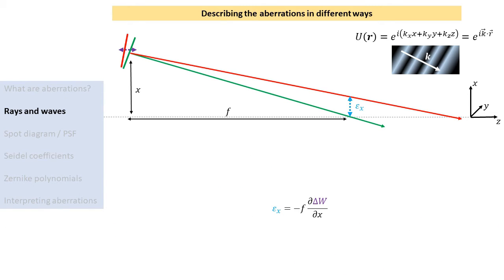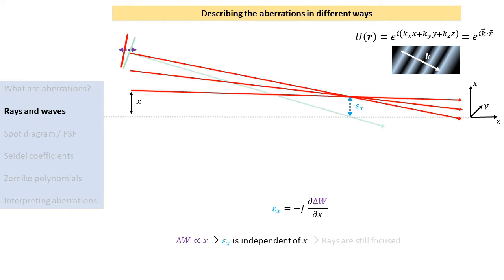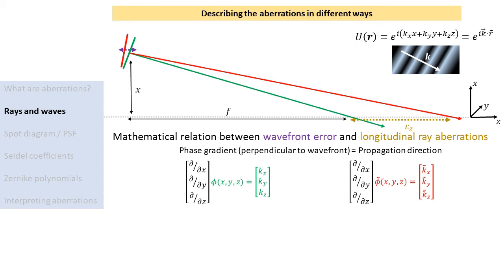From this result, we can make the following important observation. If the wavefront error is linear in the pupil coordinate x, then the transverse ray aberration is independent of the pupil coordinate x. This means that all the rays from different pupil coordinates still intersect at the same point. So a sharp image is still formed, but it is shifted laterally. Therefore, if the wavefront error is a linear function of the pupil coordinates, the image is laterally shifted, but still sharp. Now that we know how the transverse ray aberrations can be calculated from the wavefront error, we will now see how the longitudinal ray aberrations can be calculated from the wavefront error.